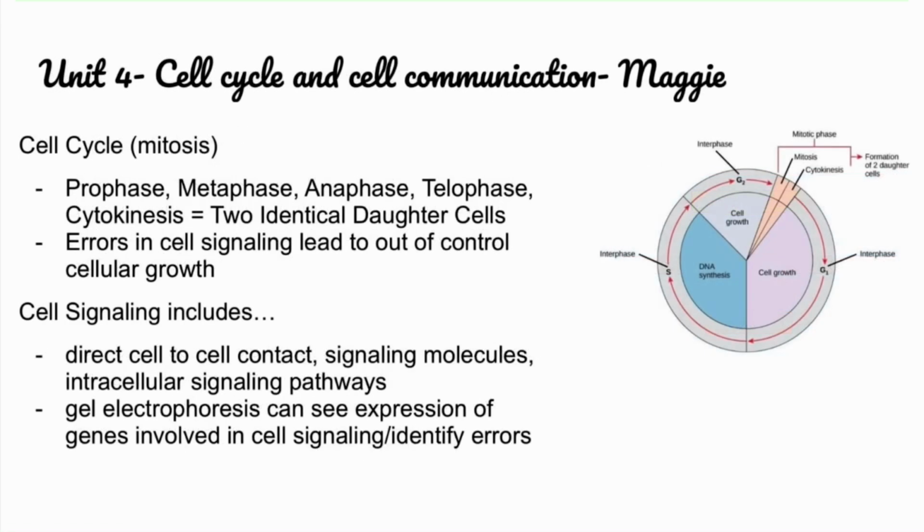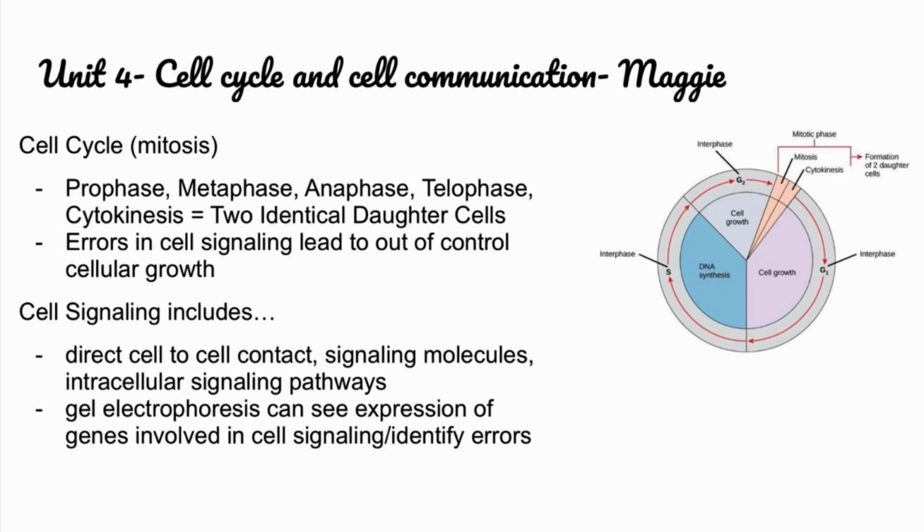Unit 4 was about cell cycle and cell communication. So in regards to mitosis, the phases are prophase, metaphase, anaphase, telophase, and cytokinesis. In cytokinesis, that results in 2 identical daughter cells being made. Errors in cell signaling lead to out-of-control cellular growth.